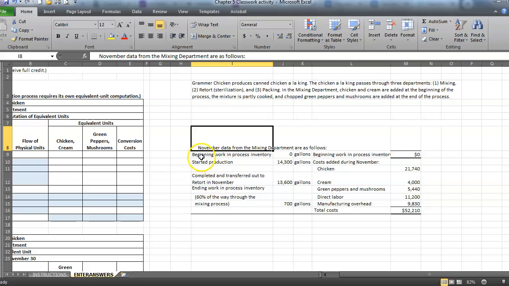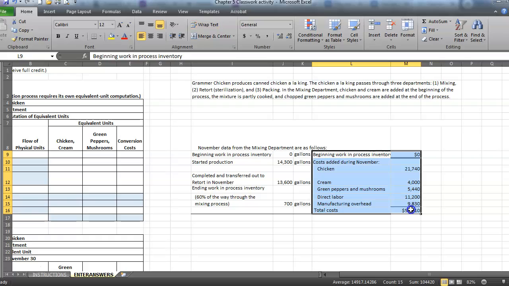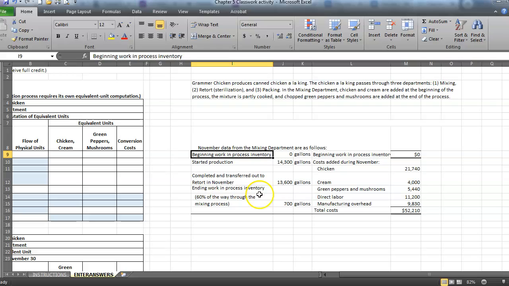For November, we have beginning inventory, and again on one side of the screen here, as you can see that I'm highlighting, it's going to be in the form of units, in this case gallons, and then the other side will be in the form of dollars. And you're going to need both, depending on what type of question is being asked.